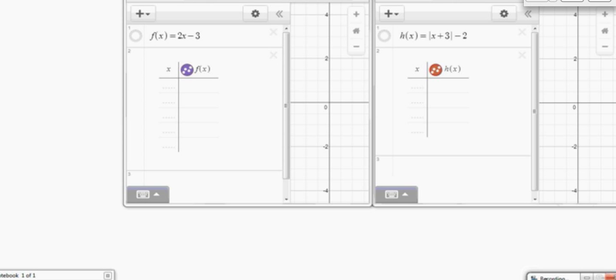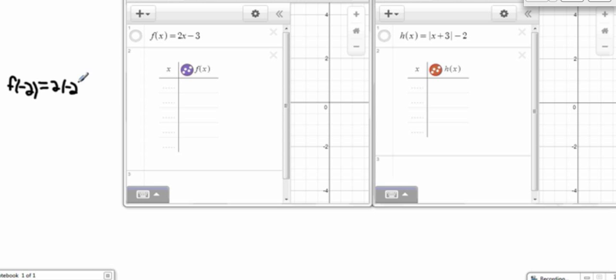Okay, so let's say that we have two functions, f of x equals 2x minus 3 and h of x equals absolute value of x plus 3 minus 2. We can try to get a graph of each and see what happens. So our goal here is to be able to use the graphs to come up with the graph of the composite function. In other words, a function of a function. So we're going to be looking for either f of h of x or h of f of x.